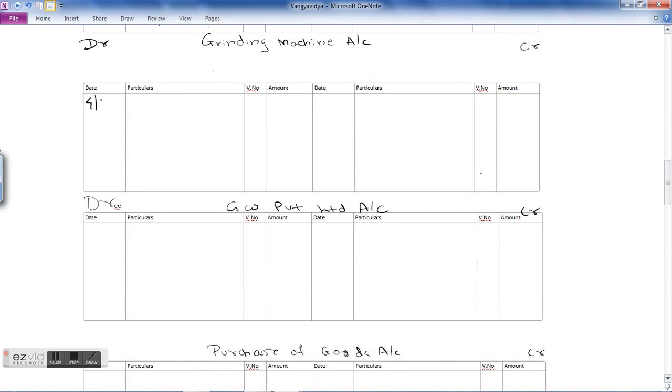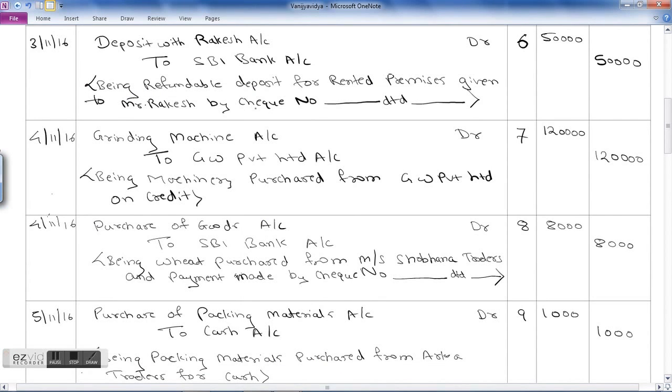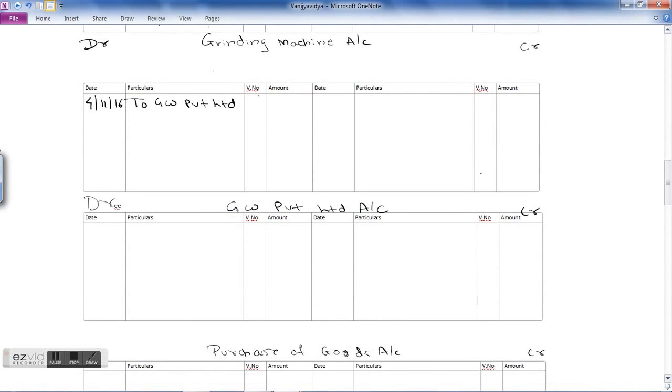So 4/11/2016 to GW Private Limited account. Okay, and what is the amount? 1,20,000. Transaction number 7, amount is 1,20,000.